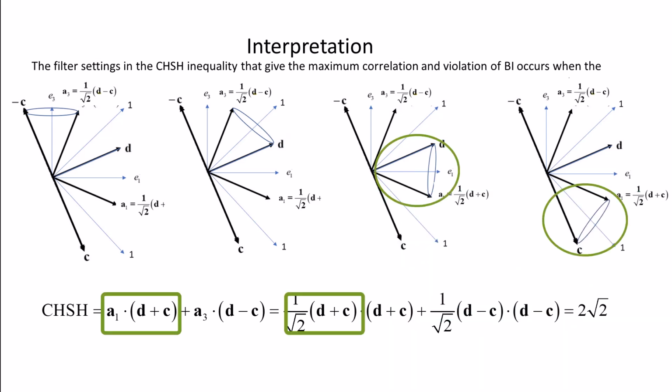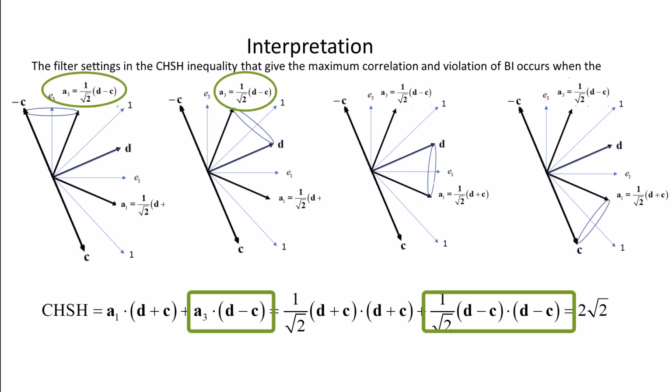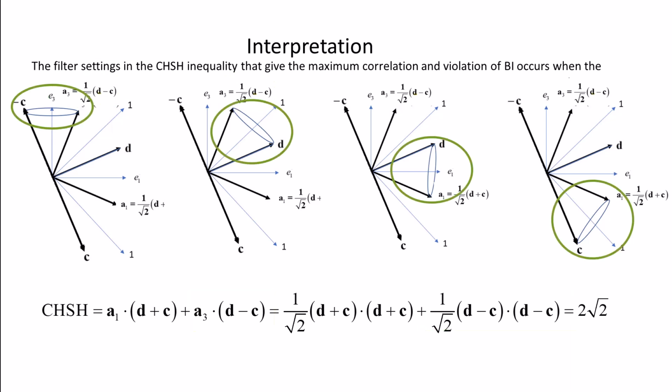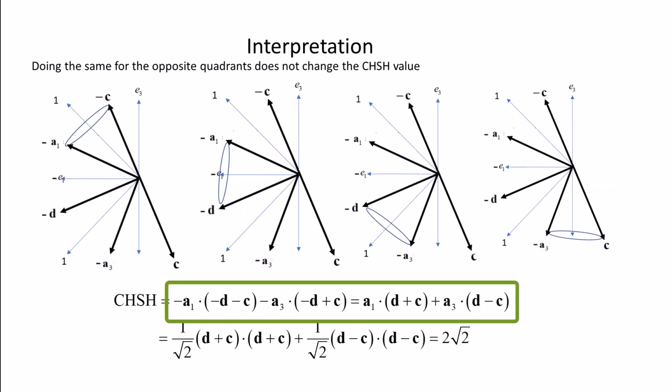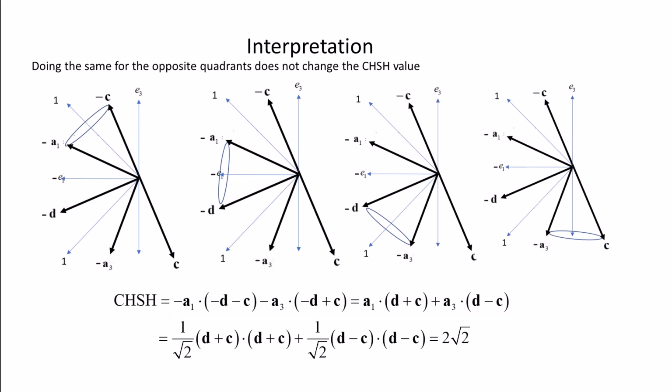With A1 forming a pi over 4 wedge with either plus D or plus C, and A3 forming a wedge with either plus D and minus C, will give 4 experiments which will sample the coherent spins and the polarized spins in the same way. If the opposite quadrants are considered, then the 4 equations give the same results as the last slide, with a CHSH value of 2 root 2.